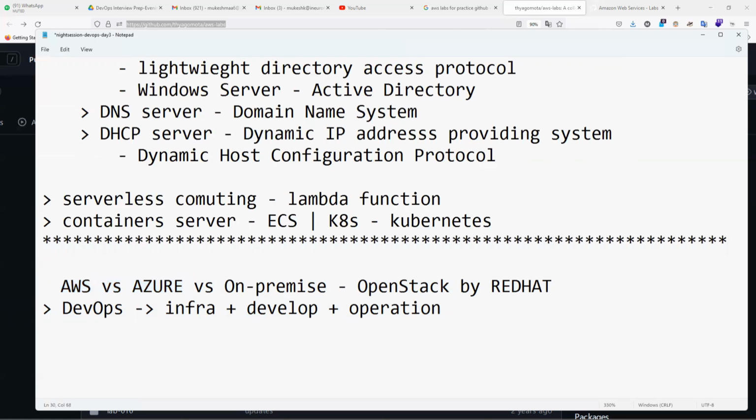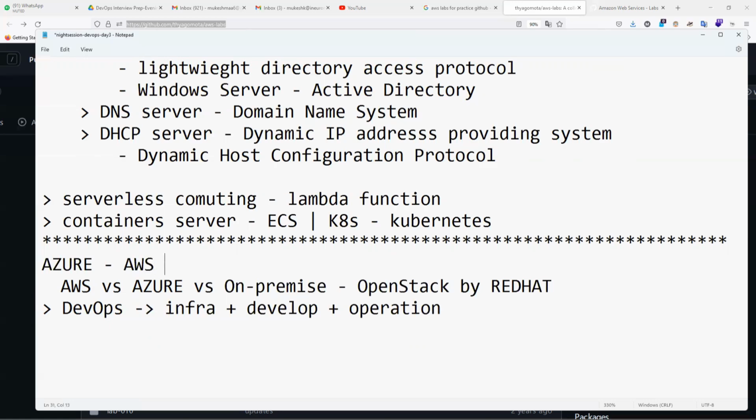Mukesh, if you know AWS very well, when you get to Azure you'll be able to grab it, right? Right, because I started my college in Azure expertise. Then later, in parallel, I learned AWS.